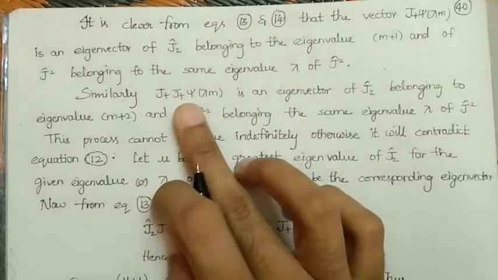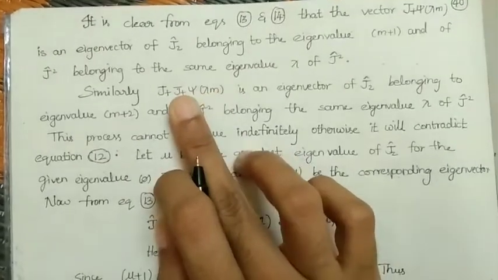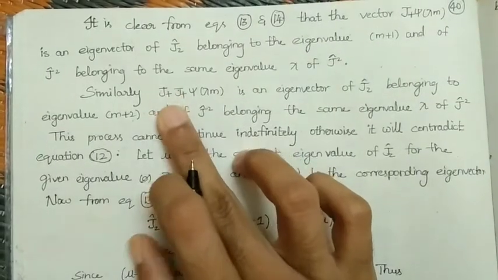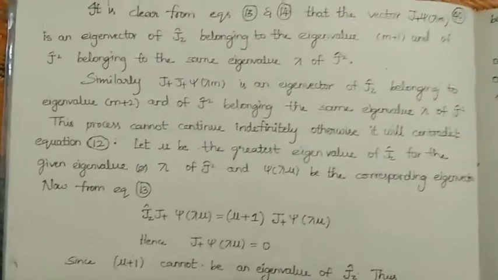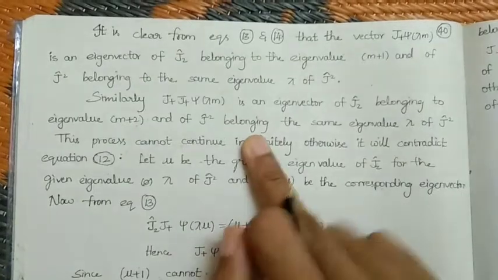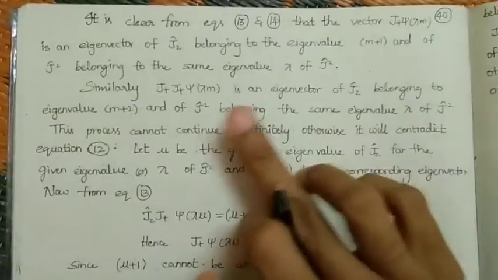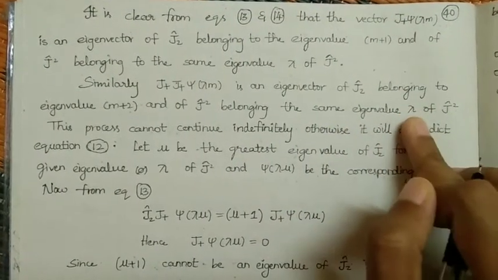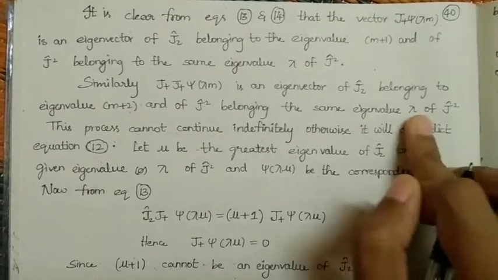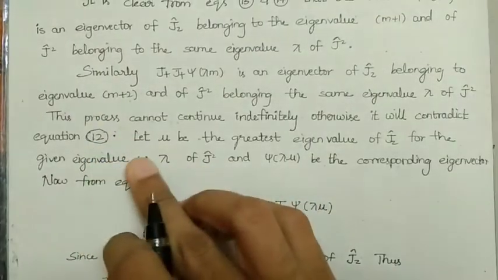Similarly, j plus into j plus xi of lambda m, first operating j plus on this wave function and again operating j plus, is also an eigenvector of jz, and it belongs to eigenvalue m plus 2. So in this manner the m value goes on increasing by 1, and it is also an eigenvector of j square belonging to the same eigenvalue lambda. Again the same would repeat; here also we would get the eigenvalue lambda. So this process cannot continue indefinitely, otherwise it will contradict equation 12.